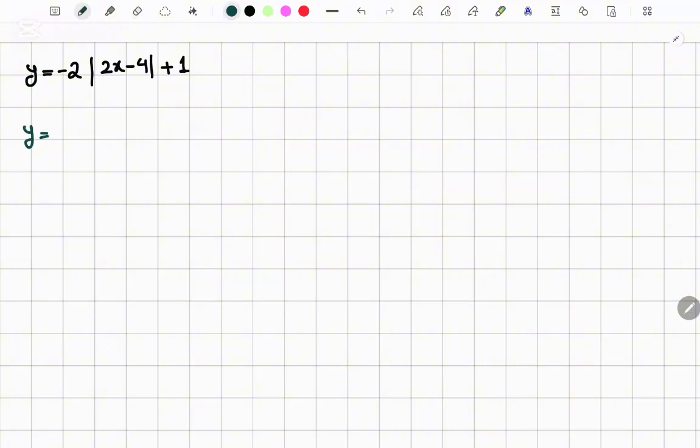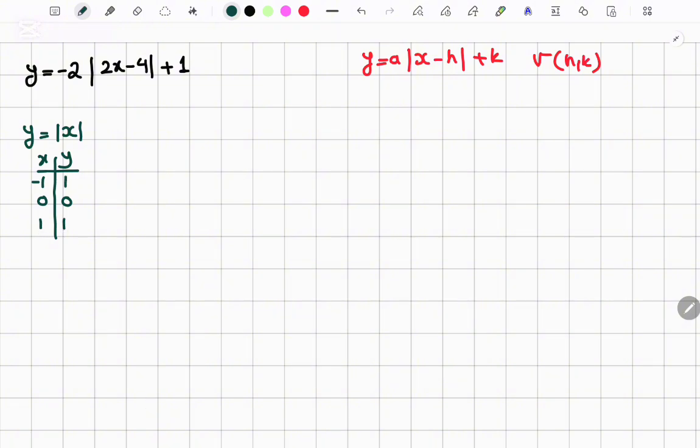The parent function, which is the simplest form of an absolute value function, is going to be this. Then I'm going to have its chart, x and y. I'm going to substitute the vertex in the middle. The vertex of this is h and k. There are no h's and k's here. You know that the basic vertex formula for an absolute value function is this, and h and k are going to represent the coordinates of the vertex, okay? So over here, 0 and 0 is the vertex. If you substitute -1 into the absolute value, it's going to give you 1. And if you substitute 1, it's going to give you 1 too.